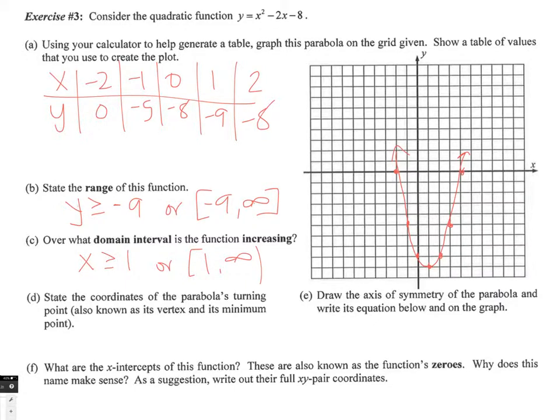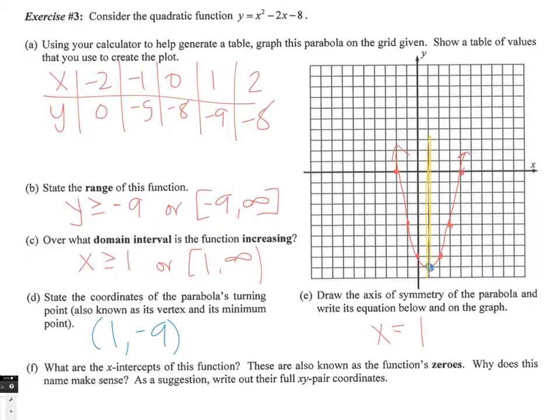So state the coordinates of the parabola's turning point, so the vertex. The vertex is right here, where it turns, and that's when x is 1, y is negative 9. Now the axis of symmetry is the line that mirrors. And that axis of symmetry, that equation is when x equals 1.